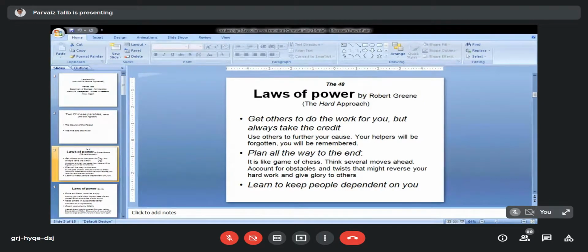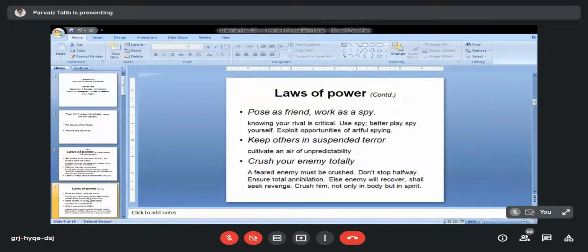Don't share all your armory. Hold something in your arsenal, because then only people will be dependent on you. Let me share with you some other laws which are very, very shocking again.